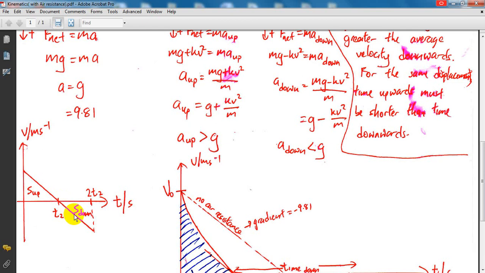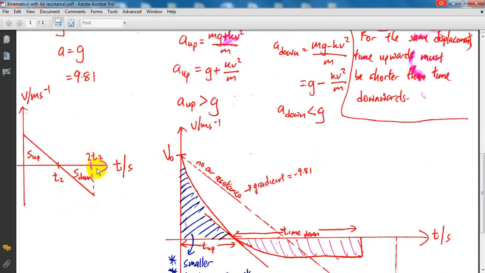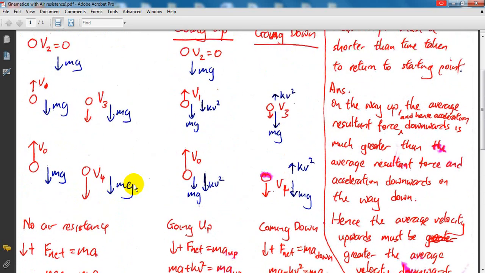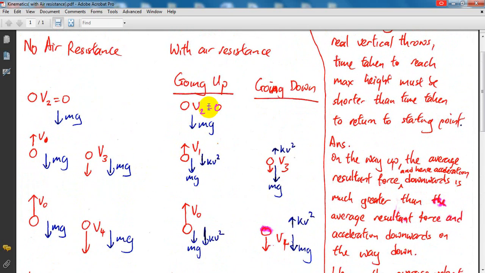Alright, so here the change in displacement is negative. The area is equal to the change in displacement here, which is positive. So s up must be equal to s down. The displacement upwards must be equal to the displacement downwards. So because of the constant gradient, we can see that the time taken for it to hit the highest point must be equal to the time taken for it to come back to its original position from the highest point. So that's the idea where there is no air resistance. We then approach the example with air resistance.